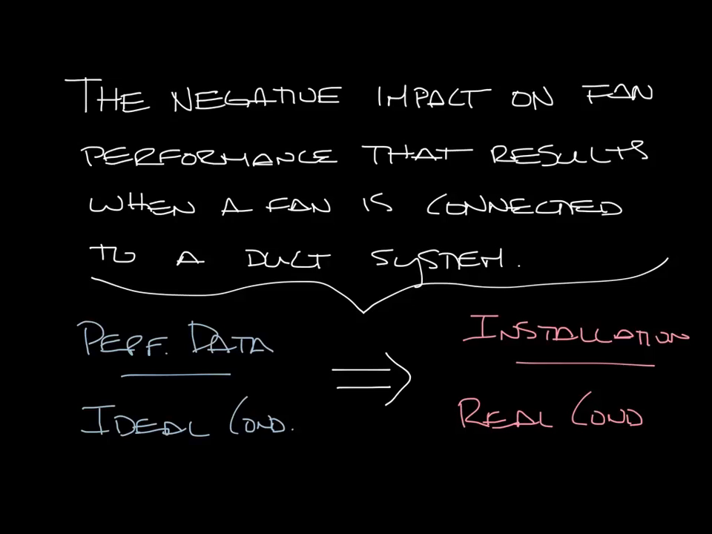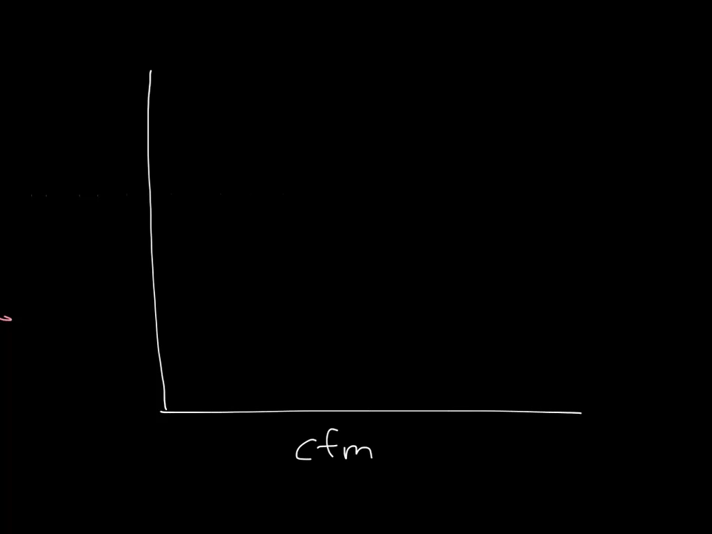So let me draw a fan curve real fast. If you recall from the most recent fan curve podcast, the fan curve for a typical fan at a specific RPM may look something like this. We have CFM on the horizontal axis and static pressure on the vertical. Let's just put some tick marks here. Maybe this is 1,000, 2,000, 3,000 CFM and so on. And then up here, 1 inch, 2 inch, 3 inch, 4 inch, and so on.